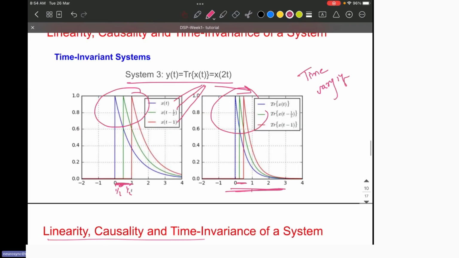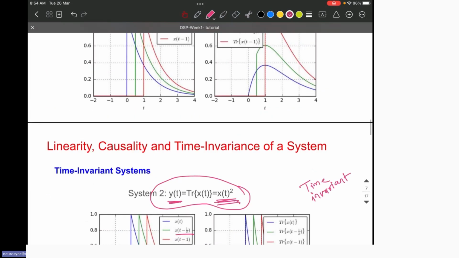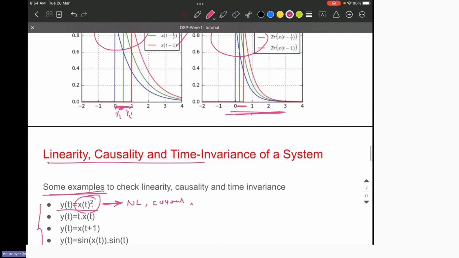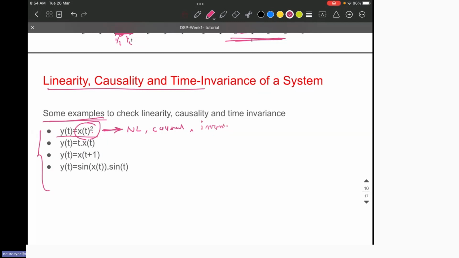In this graph also we have seen x of t is equal to x of t square. This is the time invariant system. Now what about y of t is equal to t into x of t? Is this system linear or non-linear? Linear, correct. Scaling by t, right? What about the causality? Is this system causal or non-causal? System is causal, correct.